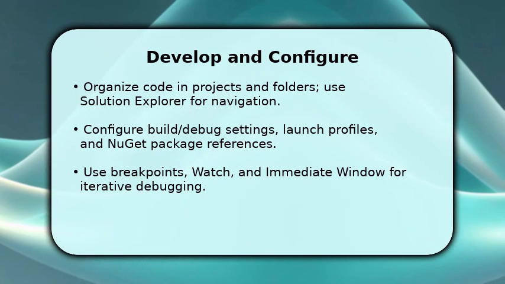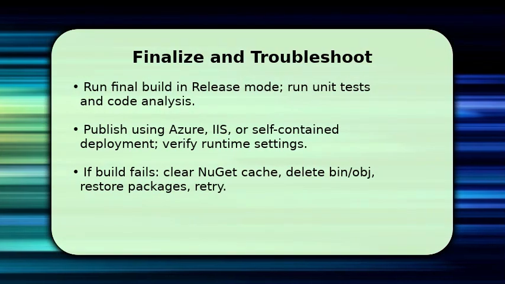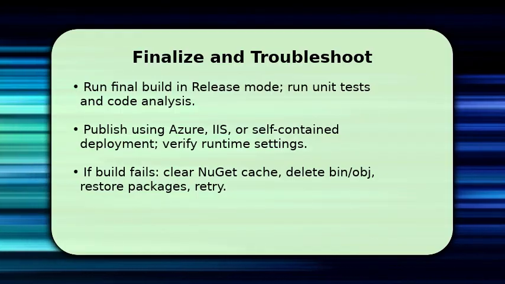Make small commits frequently. You finish by producing a release build and running unit tests and code analysis to catch regressions. After successful tests, publish using your chosen target, Azure, IIS, or a self-contained deployment, and verify runtime configuration and connection strings. Make sure to test the deployed app end-to-end.